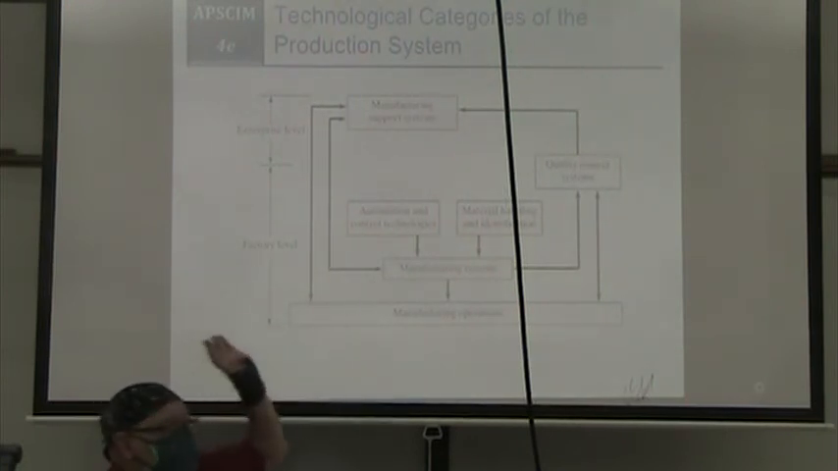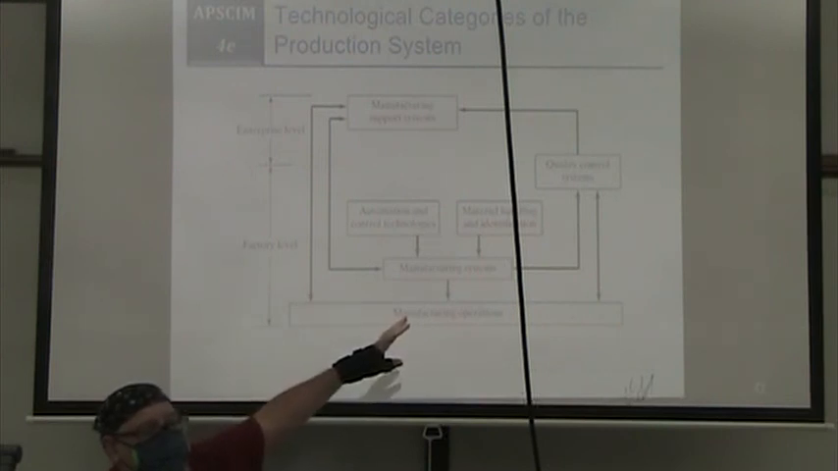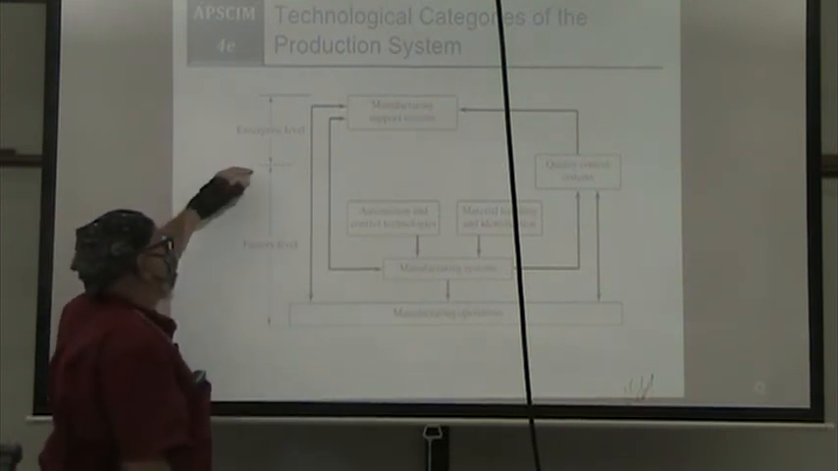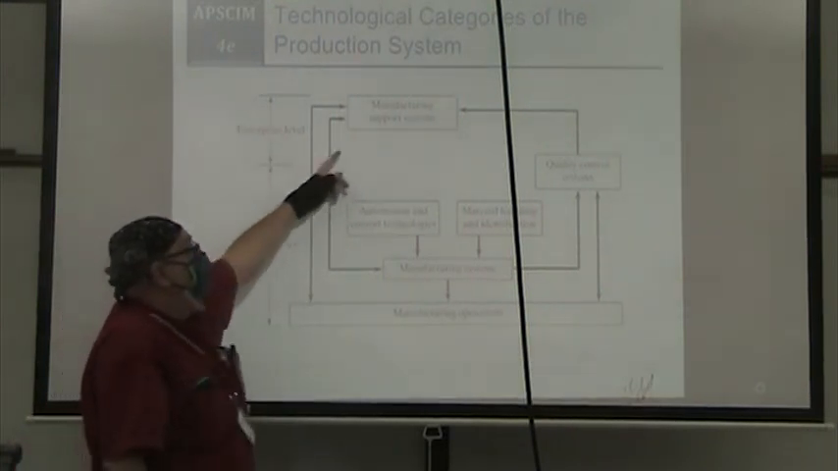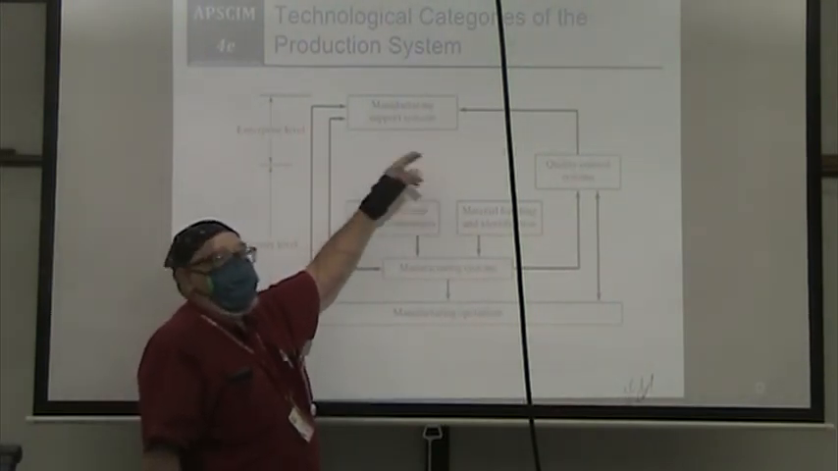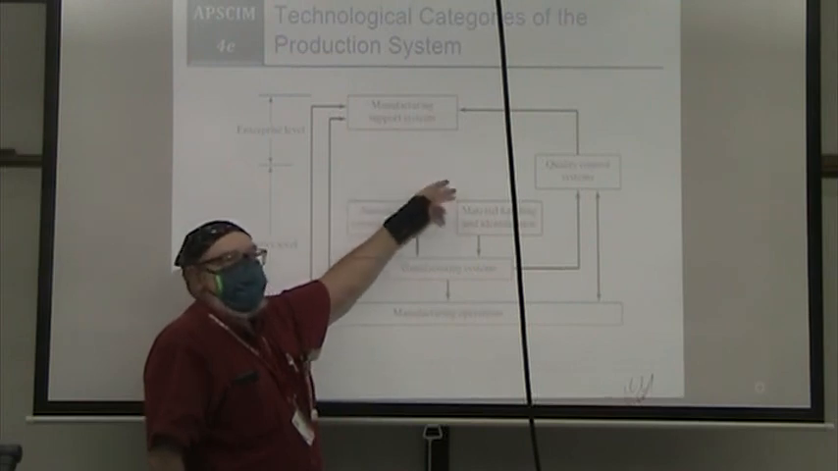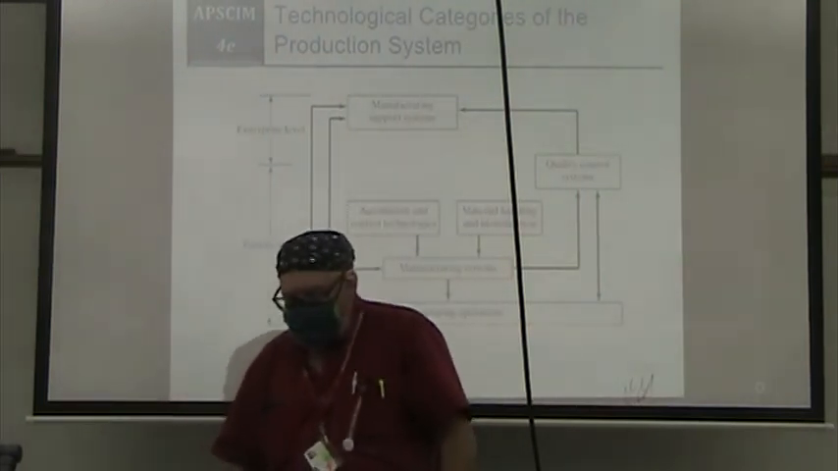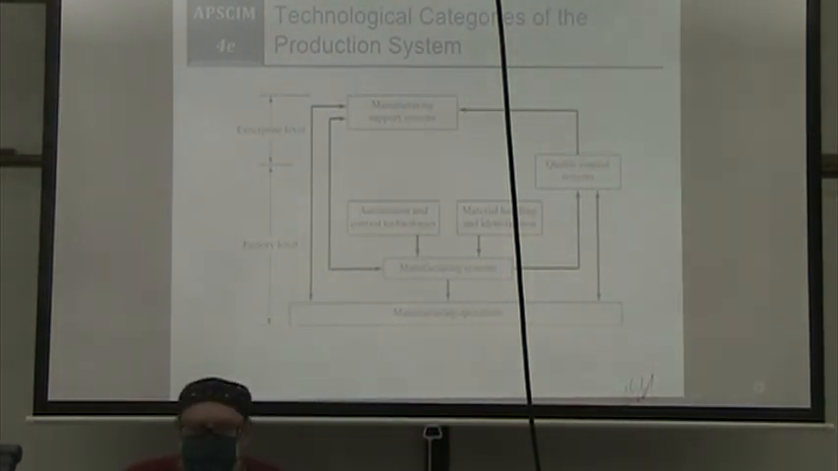Okay, so the factory level, that's just people working and making products. When we start thinking about the whole business, that's when we get up to the enterprise level and our manufacturing support systems. The sales and marketing, the design guys, the prototype shop, the manufacturing engineers that put together the processes.